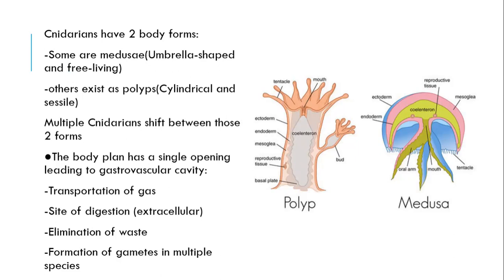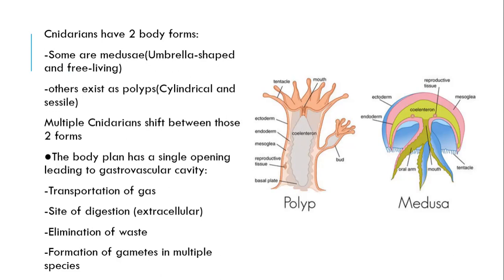The body plan has a single opening leading to the gastrovascular cavity. As you can see here, this is a single opening here, and this is the single opening here. So it has this single opening, which means that it absorbs and excretes from the same opening.